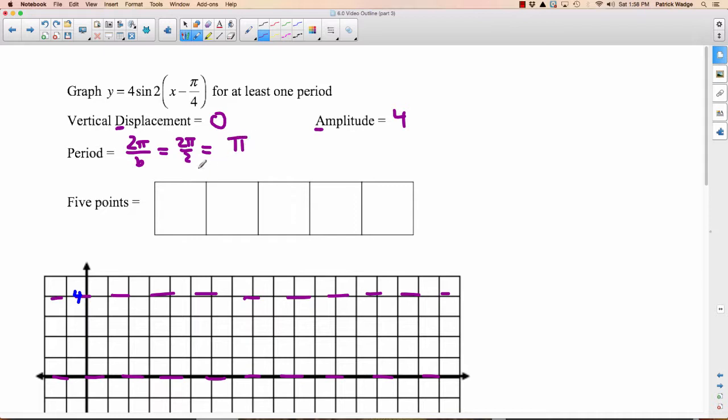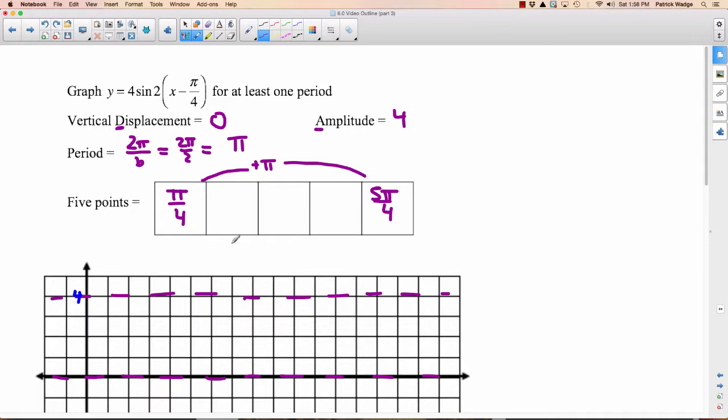Okay, the way I do this now is I find 5 key points. The first point is going to be where it's shifted over to. So since this is negative pi over 4, the graph has been shifted over to pi over 4. The way you would get the last point is you would add on the period. So if I add pi onto pi over 4, pi is the same as 4 pi over 4, I'd end up with 5 pi over 4.